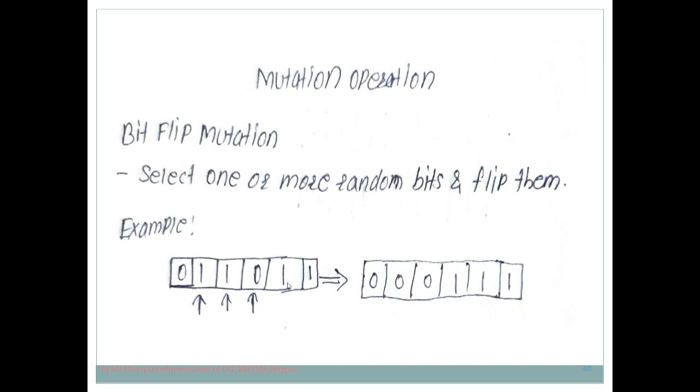So in this particular individual, I have selected these 3 bits for the flipping operation, and that is a random procedure. It is not a case that there is a reason why you have selected this one. So here the first 0 will remain as it is.